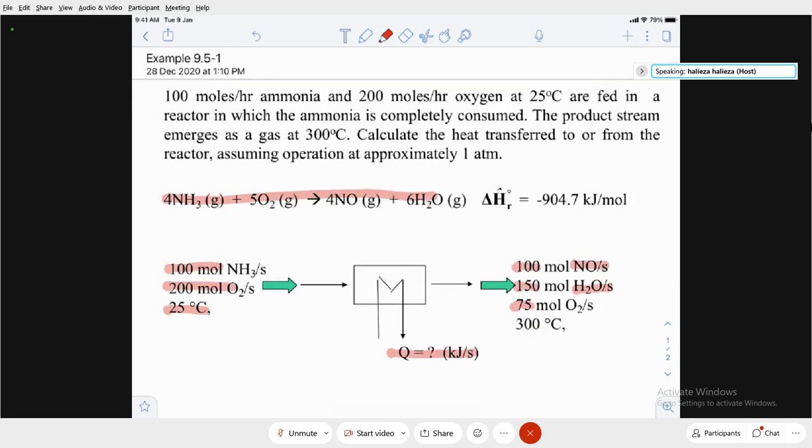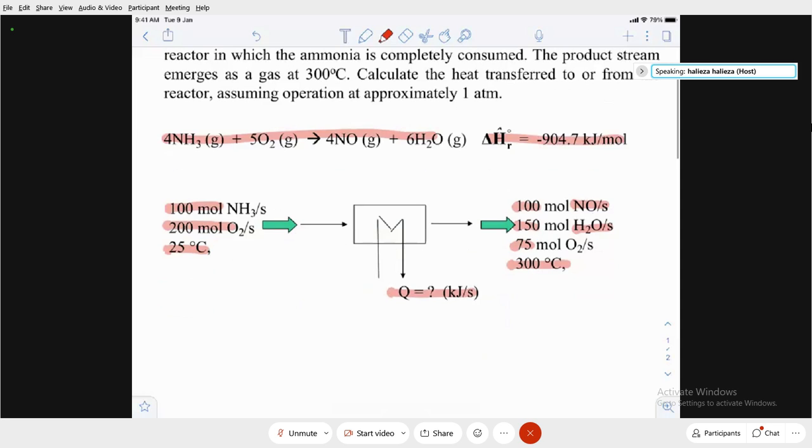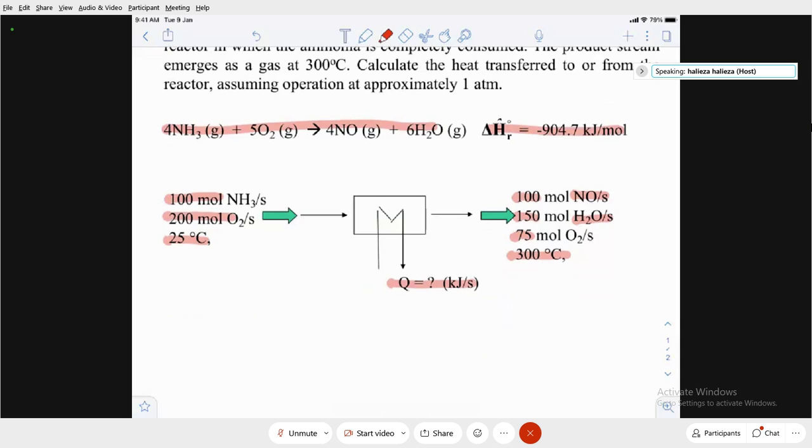The reaction occurs at 300, so your product exits at 300 degrees C. So you already have the material balance. Your heat of reaction is given. Since your heat of reaction is given, automatically you're going to use the heat of reaction method. The equation for the heat of reaction method is, I'm going to write that equation. Q dot equals your change in enthalpy, which is your extent of reaction times the heat of reaction.